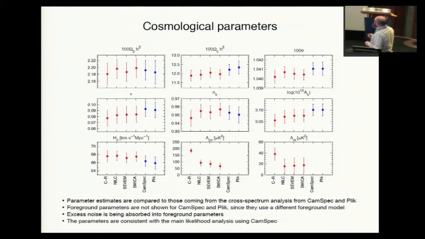But on the whole, for the cosmological parameters, we're getting values which are consistent with the main likelihood analysis. And taking into account the limitations of the likelihood used here, it's a good result. We can be confident that our CMB maps, the power spectrum, and the higher order statistics we get from them are consistent with the main cosmological analysis via the power spectrum.